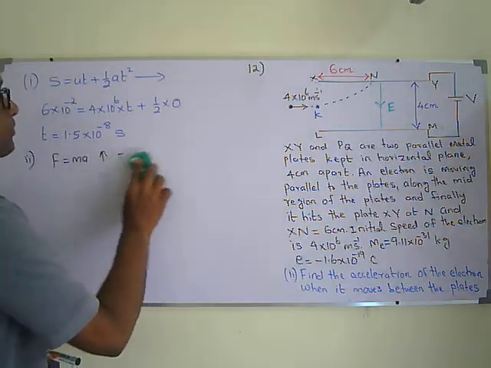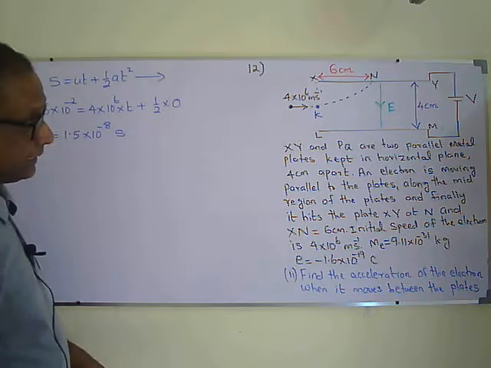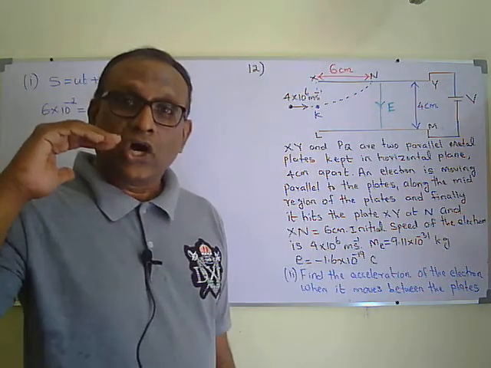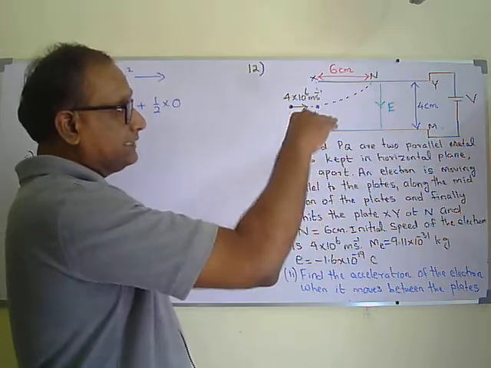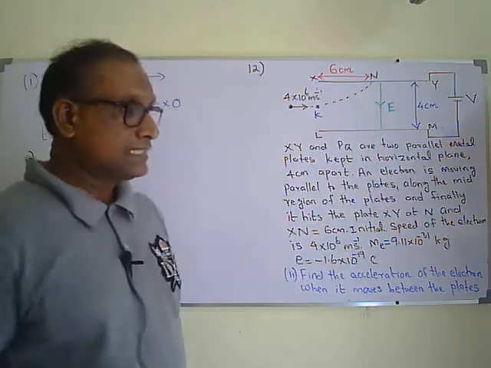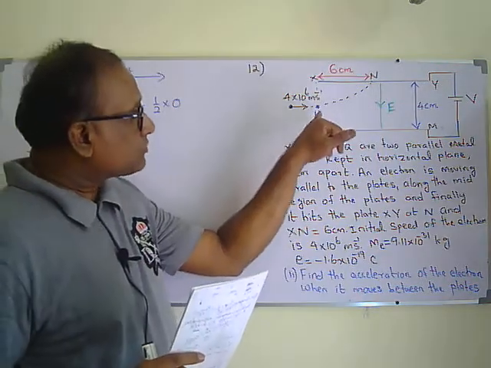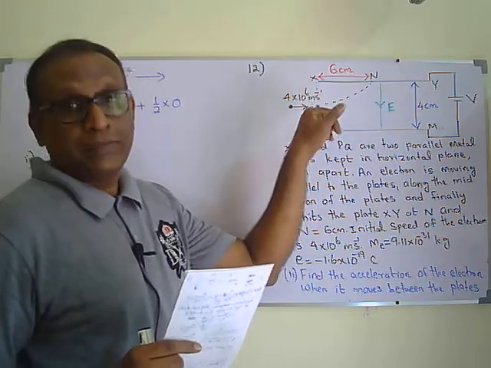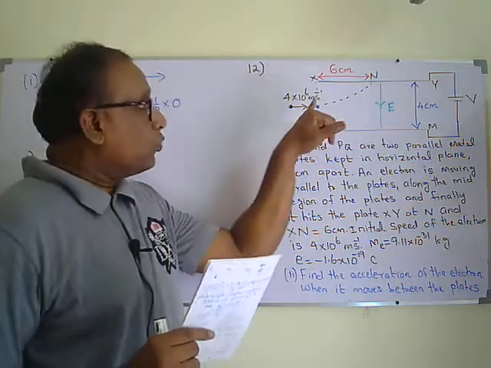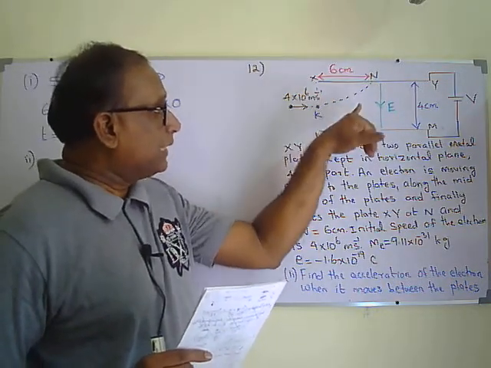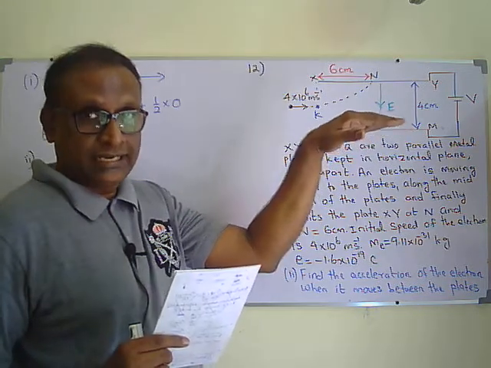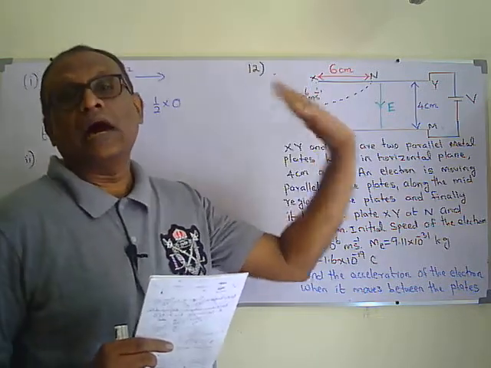So the only method here is to use mechanics again, the equations of motion. What's the idea? After entering the plates, they are saying the electron is moving along the mid region, meaning the central region between the plates. So when it moves from K to N, it completes a vertical displacement of 2 centimeter. When it is moving in the region between the plates, there is no electrostatic force in the horizontal direction. The only force is in the vertically upward direction.